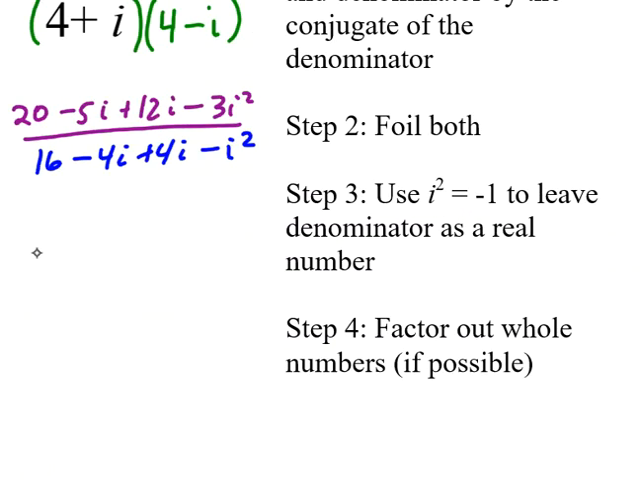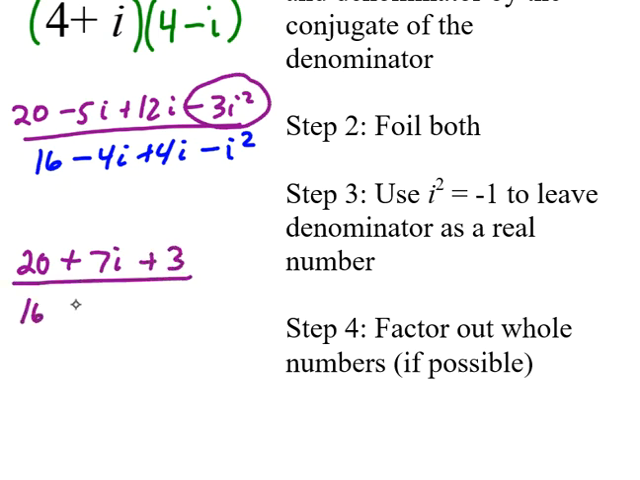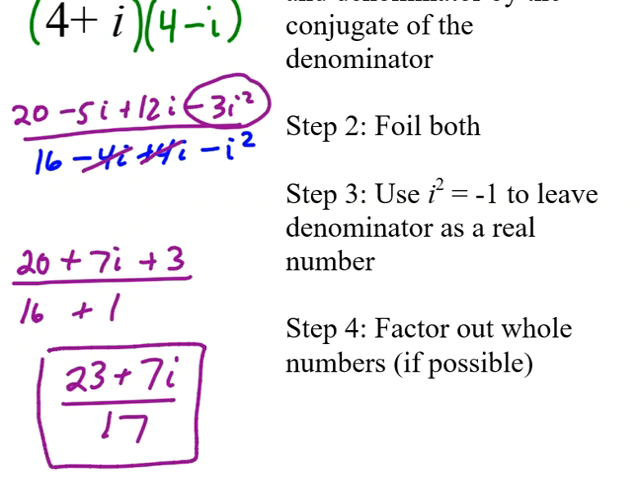So I've got 20 plus 7i. Now this i squared, -3i squared, is going to be a plus 3. And then on the bottom, I'm going to have these i's cancel out, plus 1. So you end up with 23 plus 7i all over 17. The last step is to factor out any whole numbers if possible, and there's no number that goes into 23, 7, and 17. So that one's done.